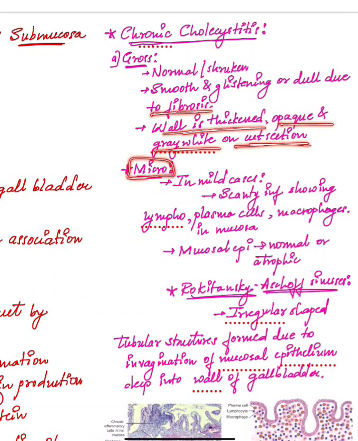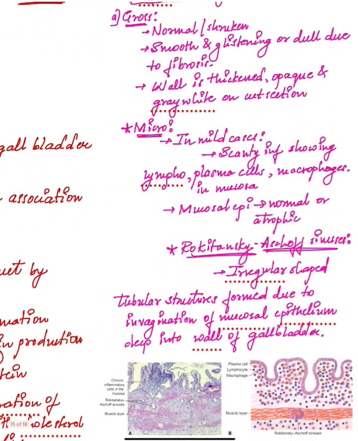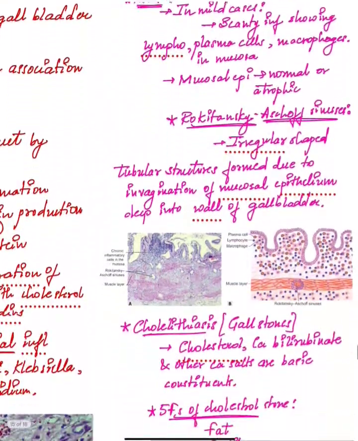On microscopy, we can see in mild cases, a scanty inflammation showing lymphocytes, plasma cells, macrophages in the mucosa. In severe cases, we can see mucosal epithelium normal or atrophic. The most important is the Rokitansky-Ashkoff sinuses. These are irregular shaped tubular structures formed due to invagination of the mucosal epithelium deep into the wall of the gallbladder. This is an important feature in the microscopy of this chronic cholecystitis.